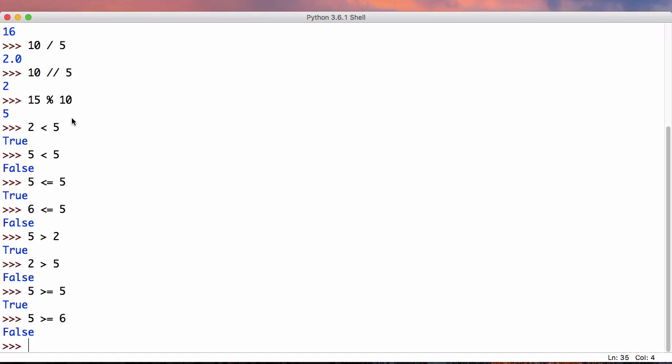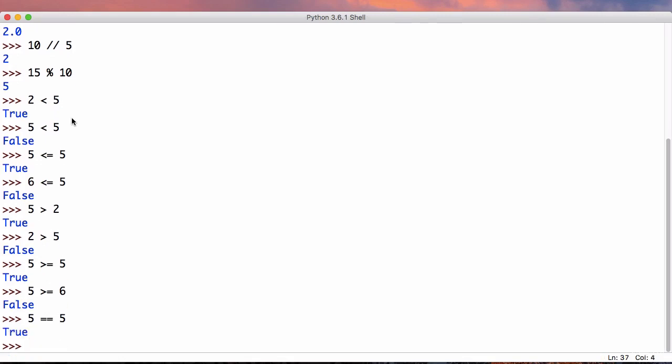Next up is the double equal to, which is a comparison statement. It is used to check if the value at the left hand side is equal to the value at the right hand side. If I say 5 double equal to 5, it should return true since 5 is equal to 5. Now the reason why a double equal to is used is to differentiate it from an assignment operator, which is a single equal to. Now if I say 2 double equal to 5, it returns false.